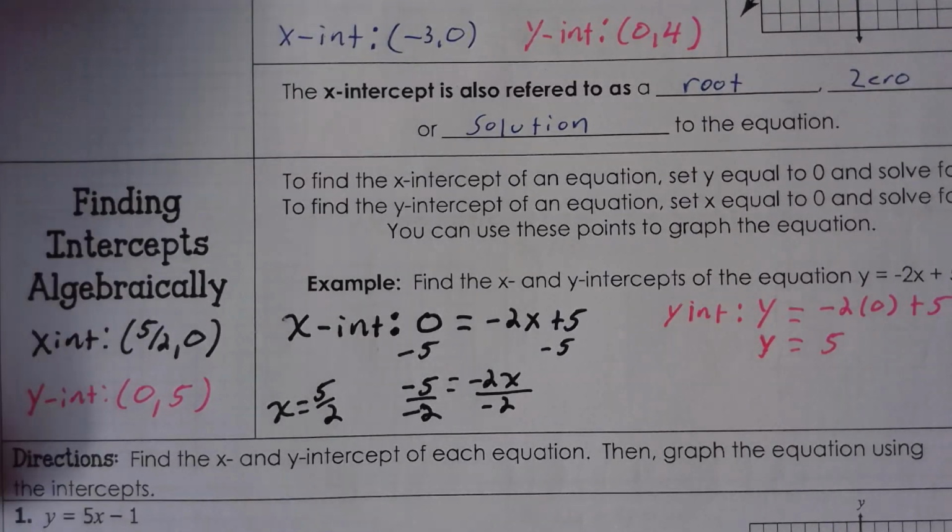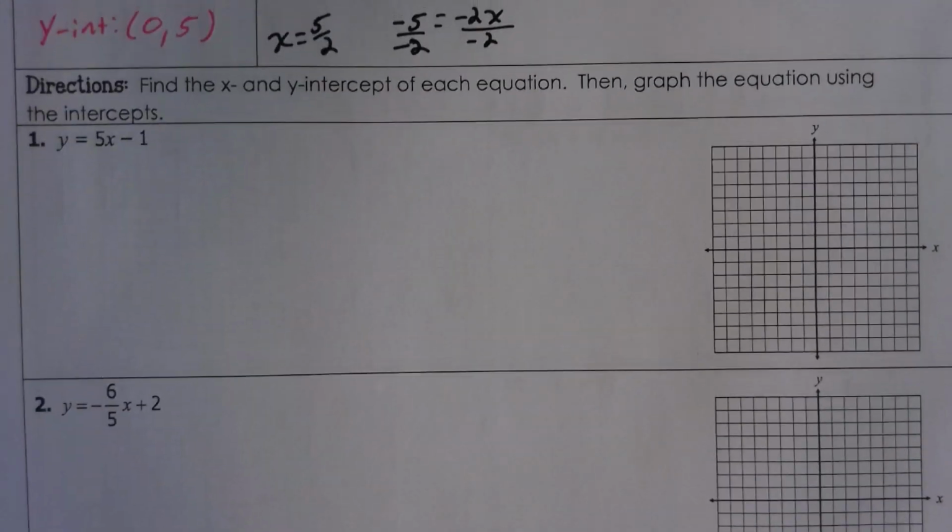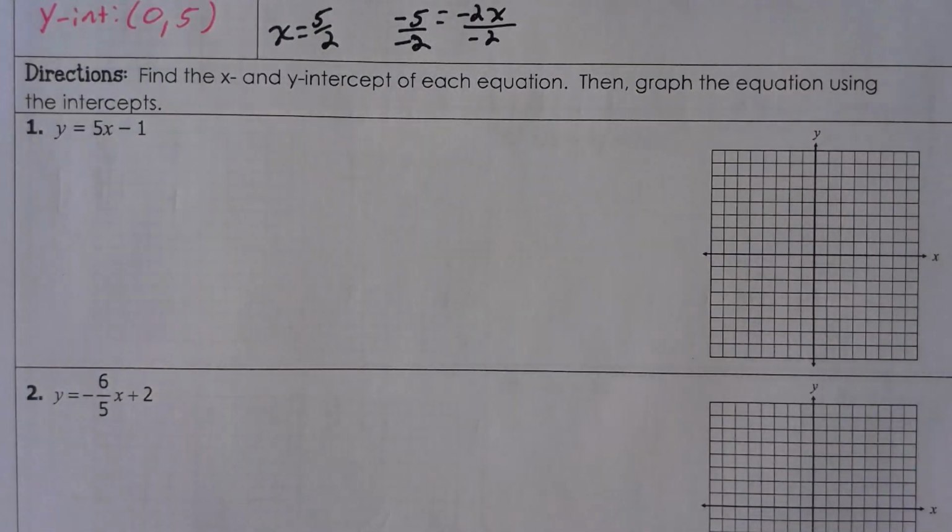Any questions? You'll have to wait till tomorrow. Alright, so find the x and y intercept of each equation, then graph the equation using the intercepts. There are a lot of different ways that we can solve these and a lot of different methods we can use to graph these things. Right now, what we're learning is finding the x and y intercepts and graphing it from there. There are a host of other ways that we could do this. We're just going to do it this way for right now.